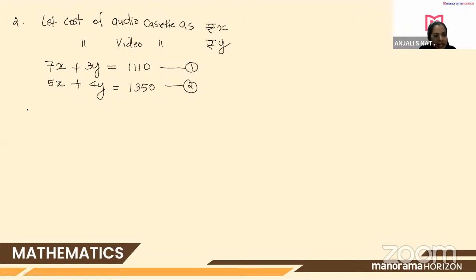So we can use the elimination method here because in the question they didn't specify any method to follow. For the elimination method, we have to make the coefficient of one of the variables the same value. So first we can multiply equation 1 with 4. Multiply equation 1 with 4. Okay.